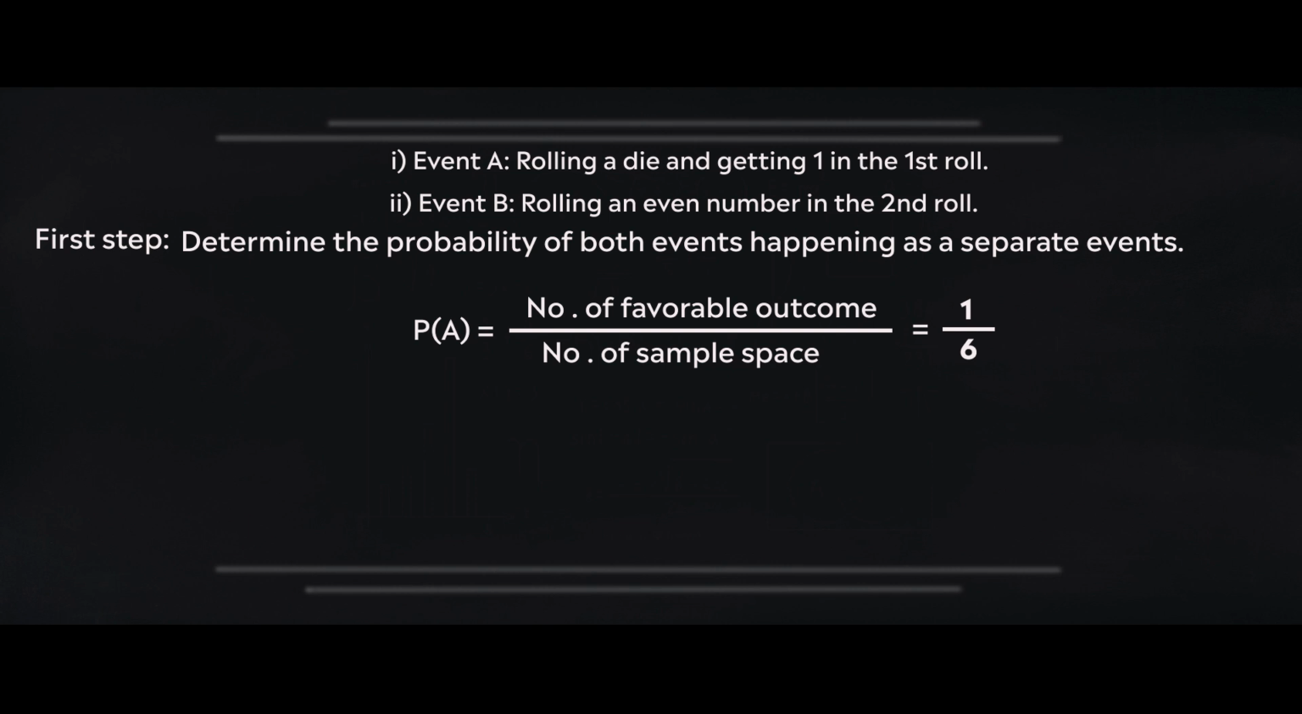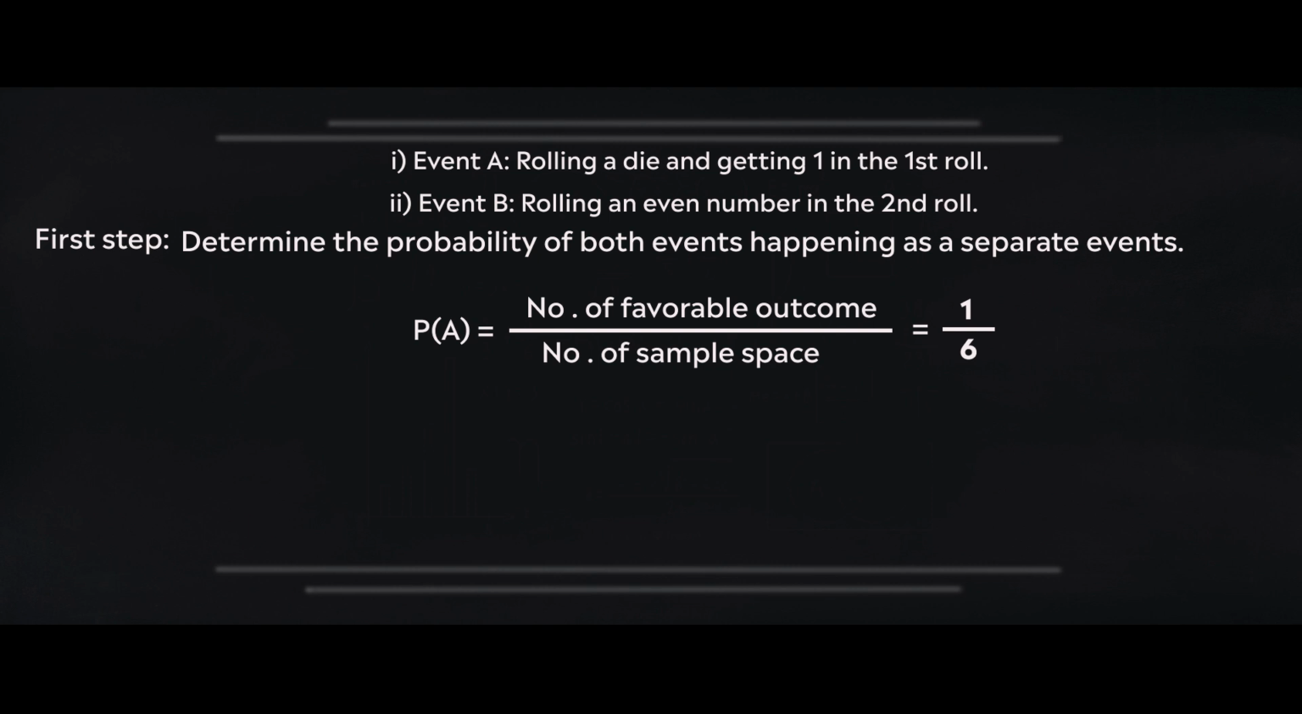And out of the 6 possible outcomes, how many faces are marked with 1? So there is only one face marked with 1. So the number of favorable outcome is 1. So the probability of event A happening is 1 by 6.